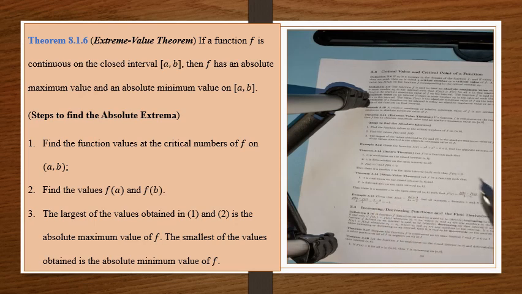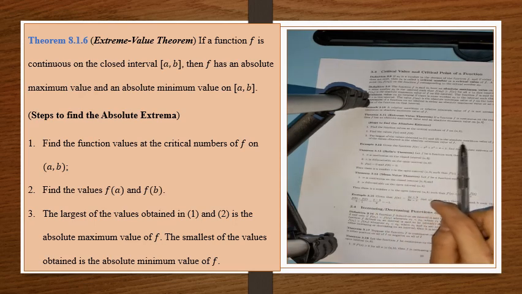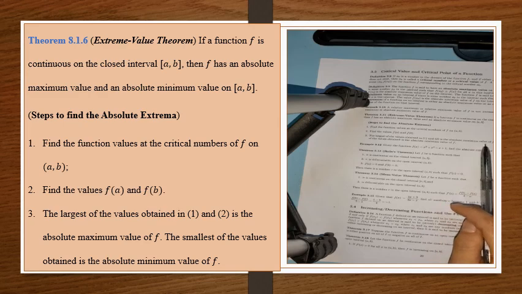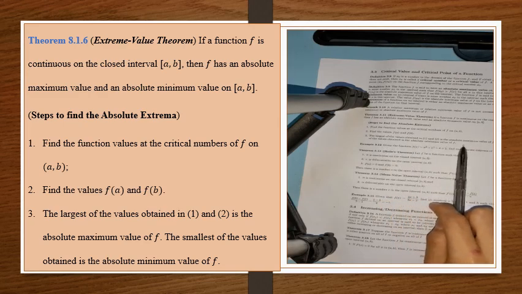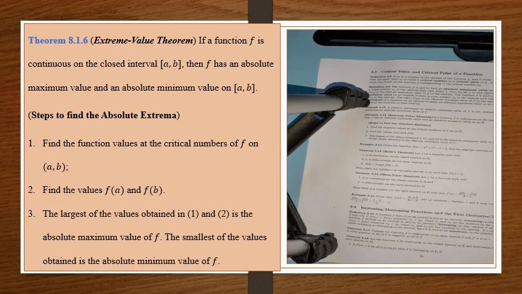The largest of the values obtained in step 1 and step 2 is the absolute maximum value of f, and then the smallest of the values obtained is the absolute minimum value of f. Ibig sabihin nun, i-compare natin yung result na makukuha natin kay number 1 and number 2, and then yung pinaka-largest doon is siya si absolute max, and then yung pinaka-smallest naman is yun yung magiging absolute minimum value natin.